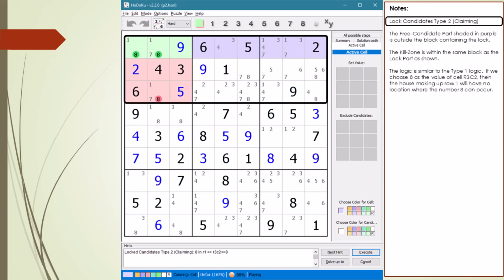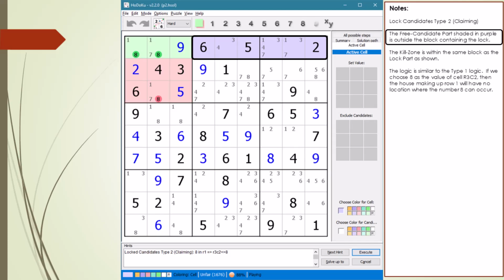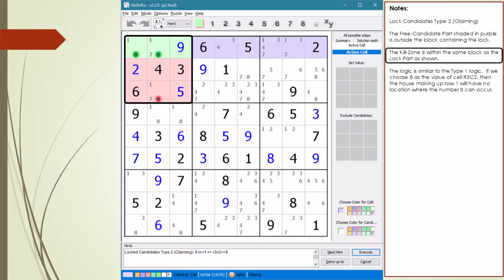Next, consider lock candidates type 2, known as claiming, now shaded. With lock candidates type 2, the free candidate part is outside the block containing the lock as shown. And with lock candidates type 2, the kill zone is in the same block with the lock part. The logic for the lock candidates type 2 is similar to the logic for the lock candidates type 1.